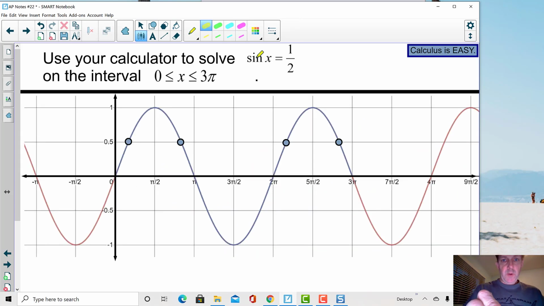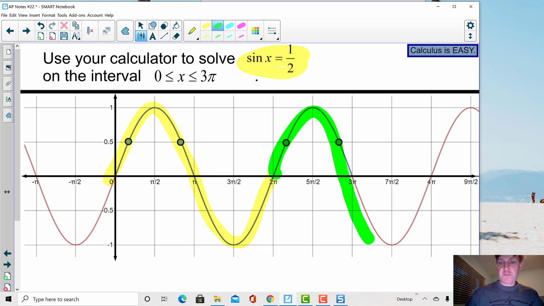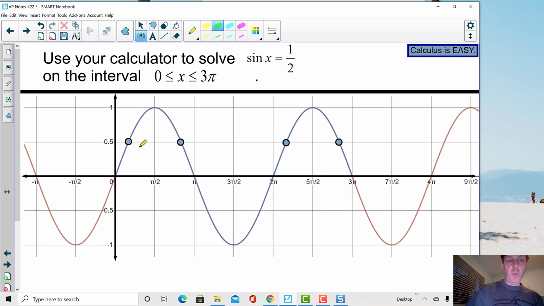Okay, here we're trying to solve this equation where sine of x is equal to 1/2. Here's a sine function right here. You can see that it continues on in each direction forever. Where does sine equal 1/2? Well, there's a lot of answers. We just want the answers from 0 to 3 pi. You can visually see where those 4 answers are. But we want to just type this in our graphing calculator and let it do the work for us.